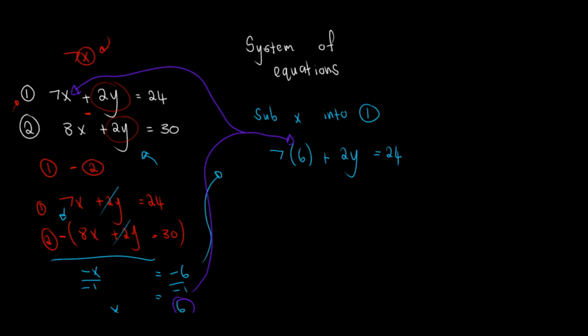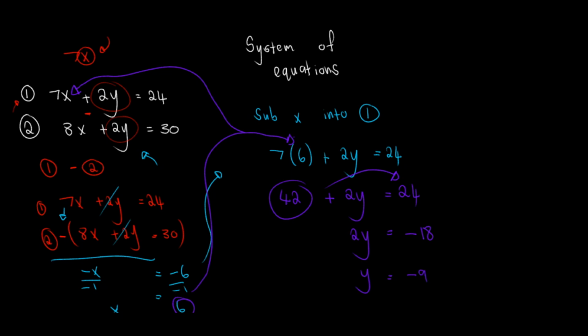So all I'm simply doing is finding x or y, whichever one is easier. In this case, y is easier. And then we can just simply substitute. So what's 7 times 6? Well, that's 42. Plus 2y is equal to 24. I can move 42 to the opposite side. This becomes negative 42. So I can then say, well, 2y is equal to negative 18. If I divide both sides by 2, I get y is equal to negative 9.